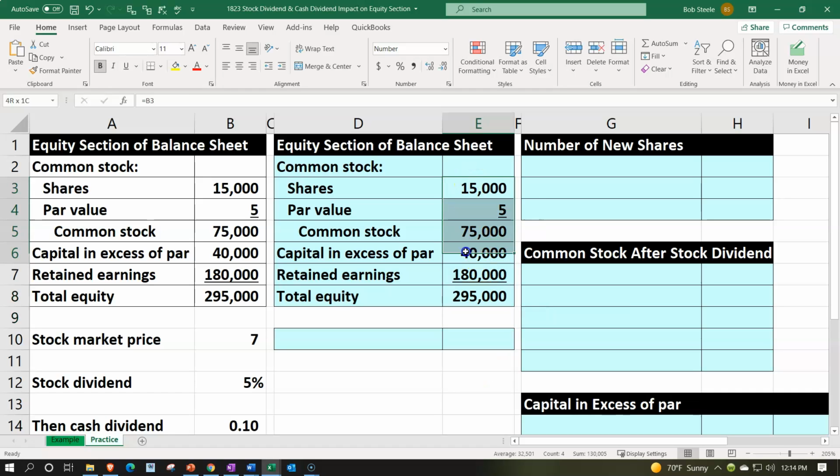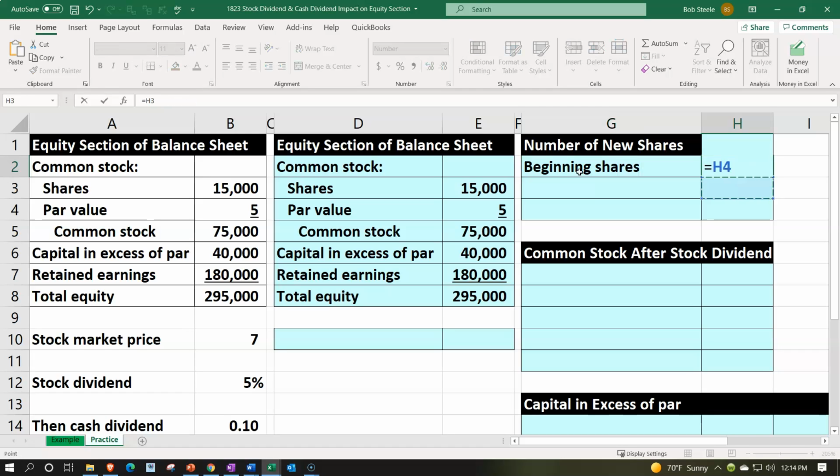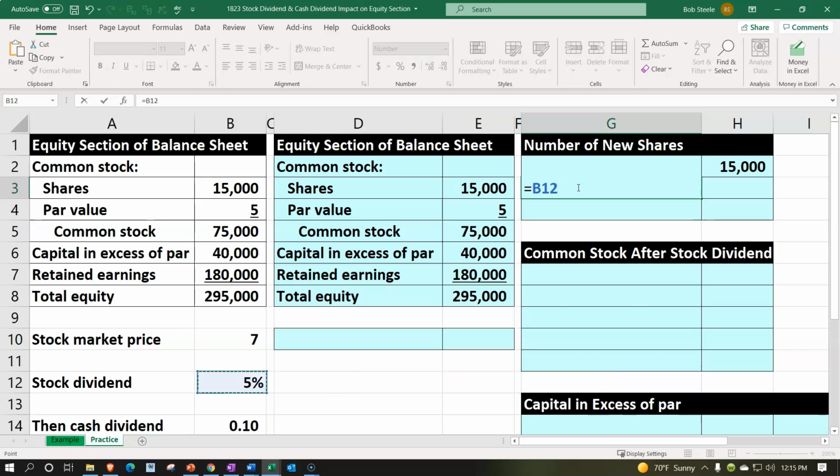So we're going to have to do adjustments for some of these, and we'll think about what that will look like. First, let's take a look at the number of new shares that are going to be out there with this 5% stock dividend. So the original shares, let's say the beginning shares, are going to be equal to, and I'm pulling not from the blue item, but over here, because we're going to change the equity section in blue. So I'm going to be picking up the number of shares here, which is going to be the 15,000 shares. Then we have the stock dividend. So the stock dividend percent is going to be the 5%.